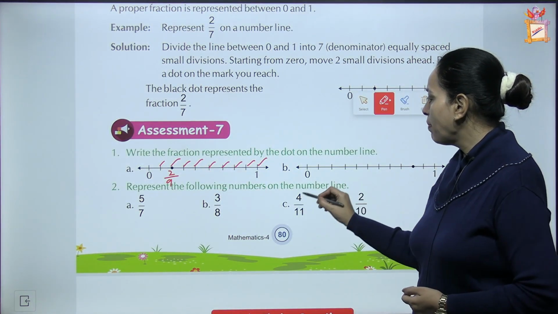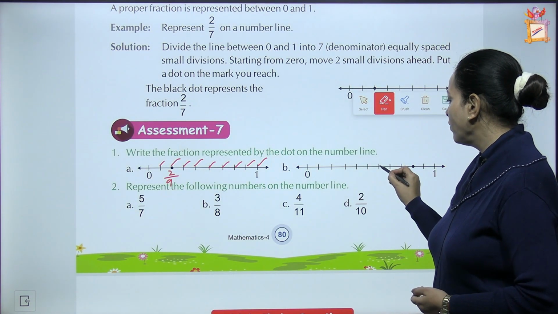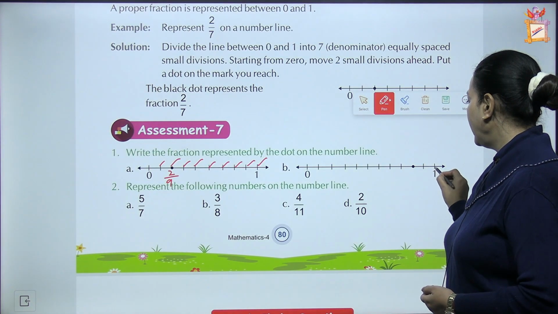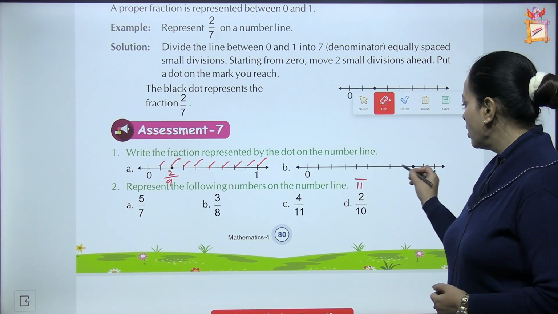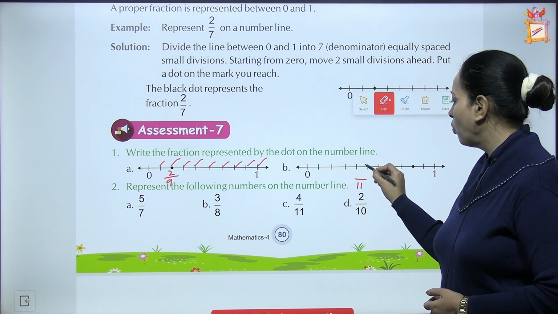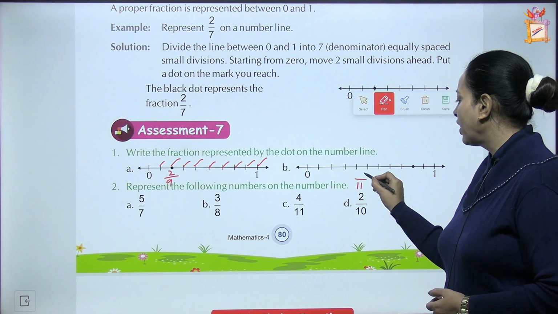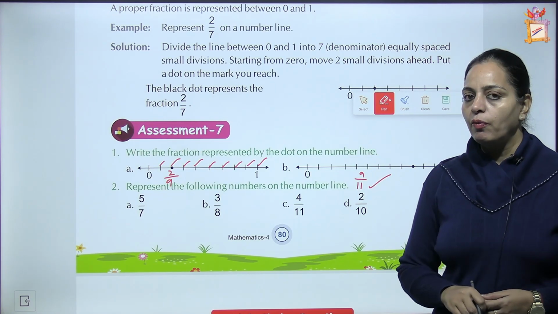Similarly, see B part, 1, 2, 3, 4, 5, 6, 7, 8, 9, 10, 11. Total 11 parts. So 11 is the denominator. Count it. 1, 2, 3, 4, 5, 6, 7, 8, 9. 9 by 11 is the fraction.